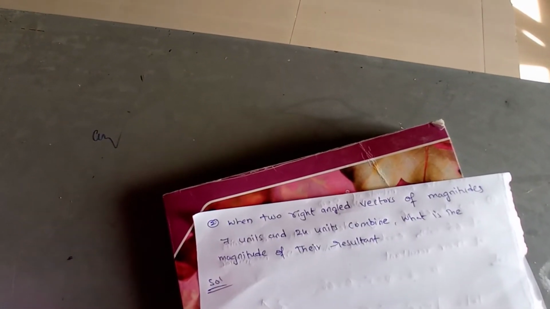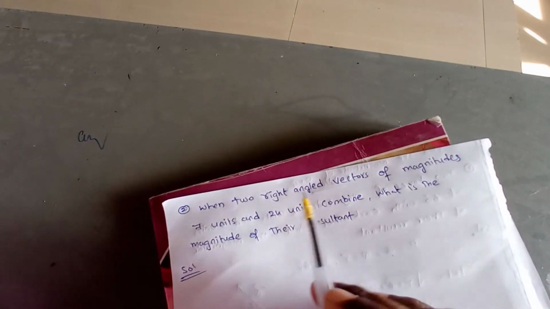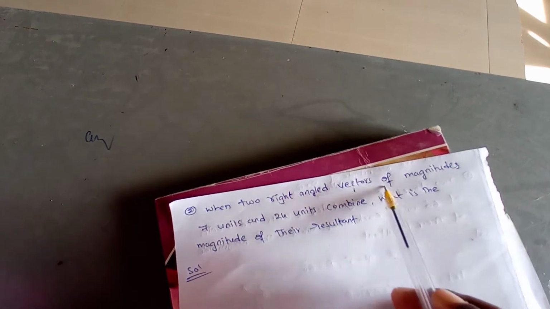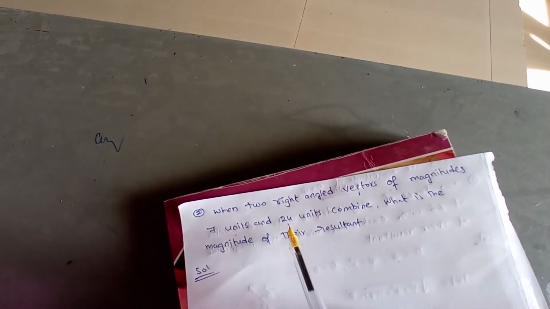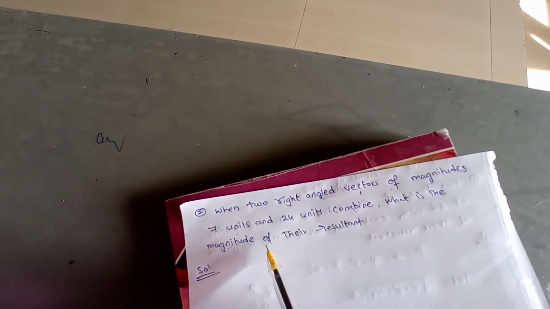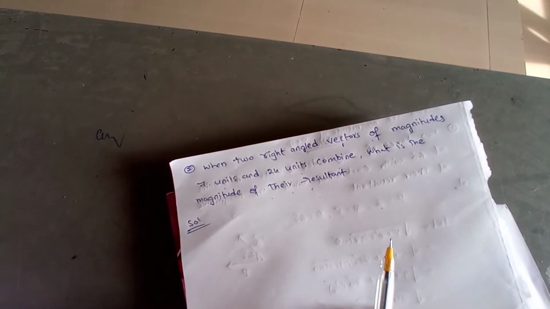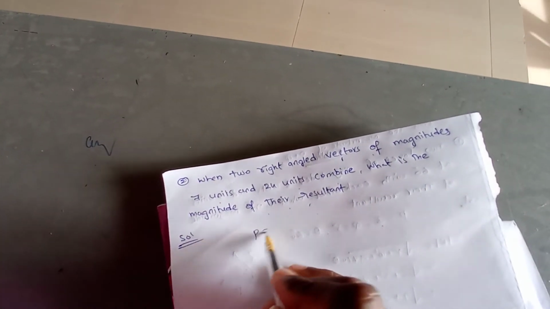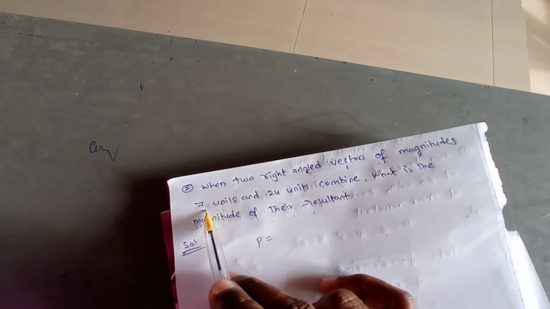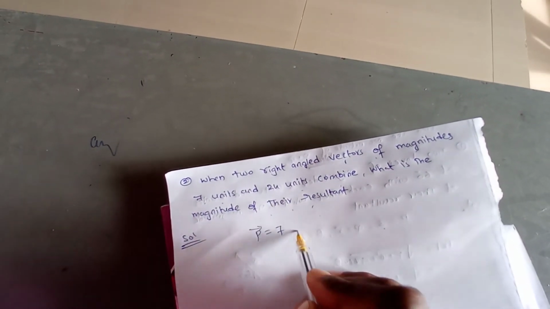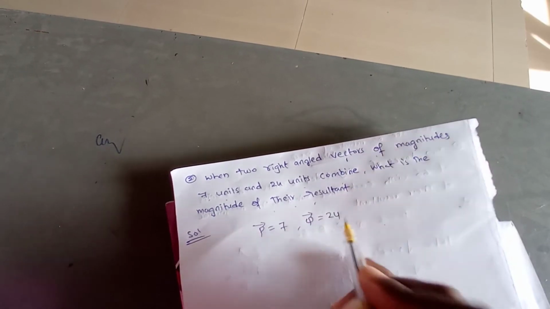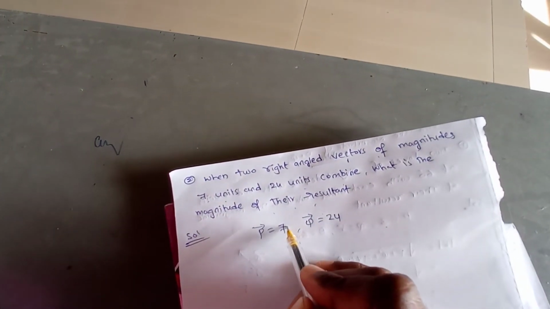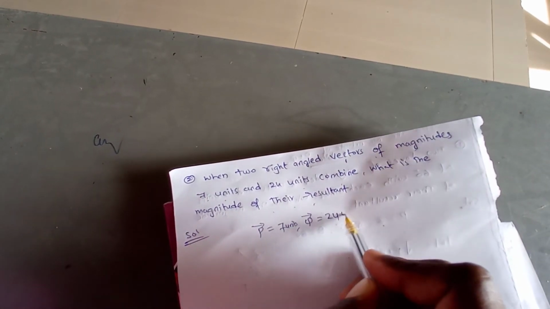Okay. Next problem, when two right angled vectors of magnitudes 7 units and 24 units combined, what is the magnitude of their resultant? So here two vectors are given. So what are those two vectors? Suppose one is P, second one is Q. What is the P? 7. What is the vector Q? That is 24. So okay, 7 units, 24 units.